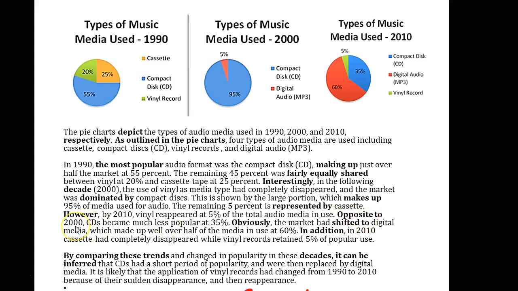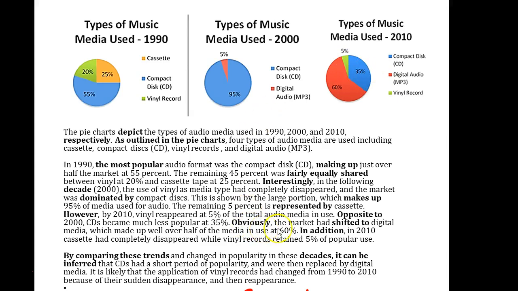Opposite to 2000. Now, what happened? What's the difference between this period and 2000? CDs became much less popular at 35%. So, CDs were very popular in the 2000s, and now they're only at 35%. This is a significant change that we have to report.